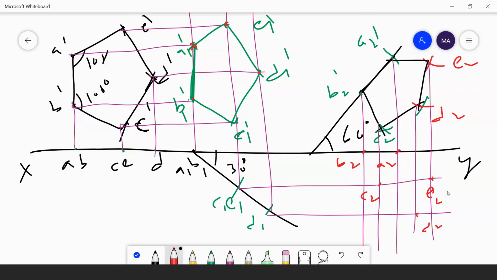This one is D2. Then mark A to B, join A to B, A to C, B to C, C to D, D to E, E to A. This one will be the final pentagon. Understand? This one will be your final pentagon, which is inclined at 60 degrees to HP.